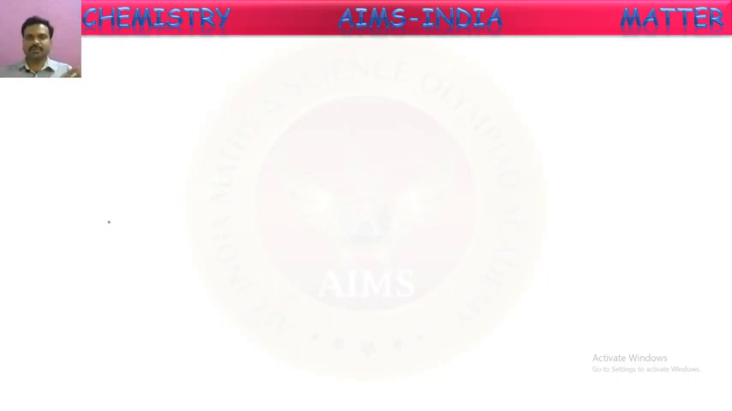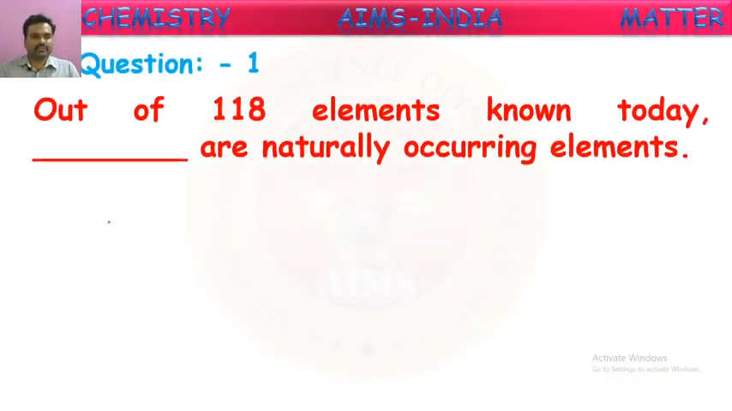Now, based upon this part, let us have some assessment. We are going to give some questions to you. You can answer them through the live chat. Okay children, get ready. First question. Out of 118 elements known today, how many are naturally occurring elements? I told this. Till now, scientists have discovered 118 elements. Out of these 118 elements, how many are naturally occurring? The remaining are synthetic, we told. So how many? You can give the answer.